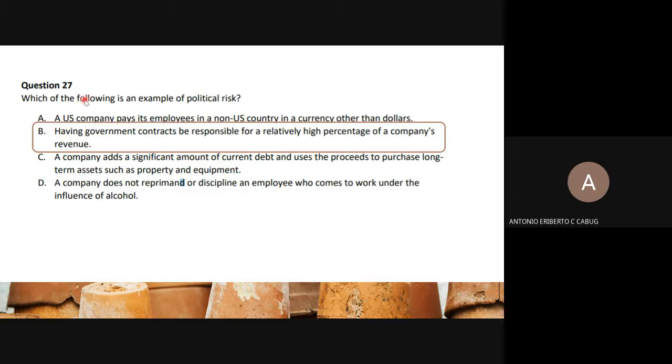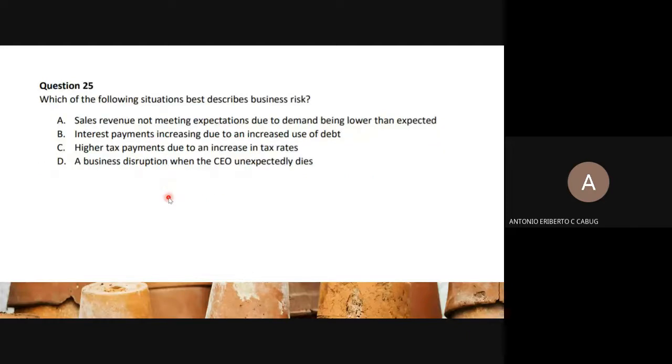A is forex risk. B is financial leverage risk. No? Financial risk. Letter D, internal to, no? So operational risk. Letter B is an example of a political risk. We'll give you 30 seconds for this one. Which of the following situations best describes business risk? What situation now would describe business risk?